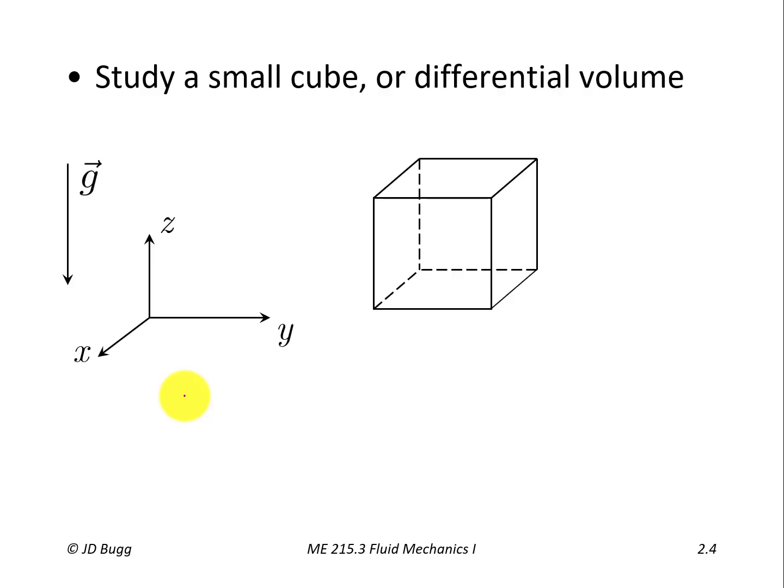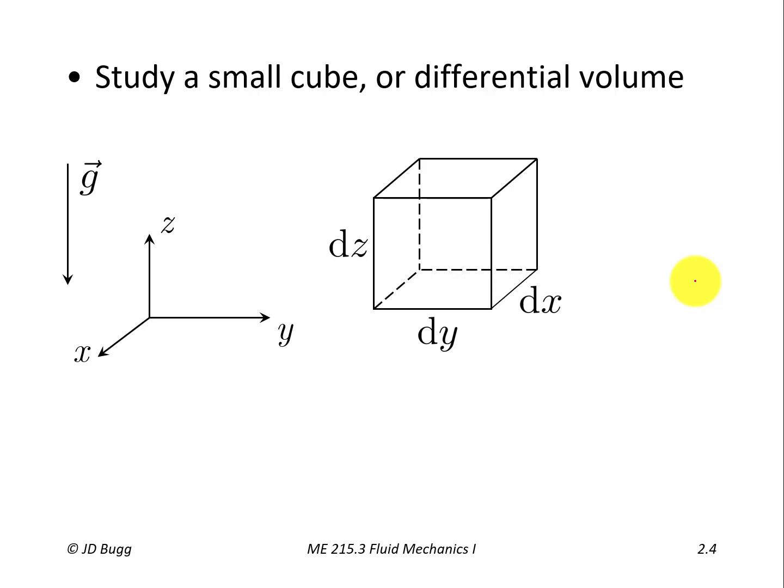So we're going to study a very small differential volume of fluid. So we have our coordinate system here. We have our acceleration due to gravity in that direction. This is an extremely small or differential volume of fluid, just a very, very tiny cube. So its dimensions line up with the coordinate system here. It's dx in this direction, dy in that direction, and dz in that direction, a differential volume.